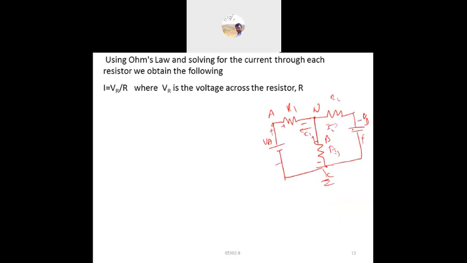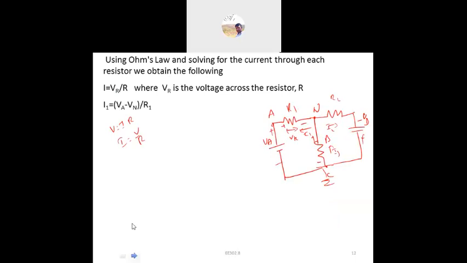Just giving the circuit. So from Ohm's law, I is equal to VR by R. So just we are writing the current in this one. From Ohm's law we can write V is equal to IR, so I is equal to V by R. That's what we have written, where VR is the voltage across this resistor.